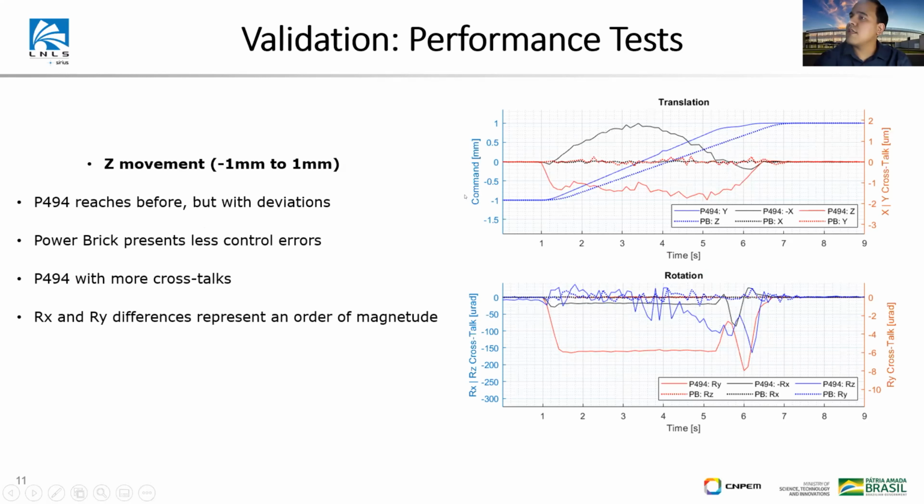In the Z movement, we can see that the BESTEC control system reached the destination before, but it presents some small position deviations at the transient state, while the Delta Tau represents a smooth movement until the end with less control errors. When watching the other degrees of freedom, we can see that the BESTEC controller shows more crosstalks in all of them. And some of them represent an order of magnitude difference, like the rotation in X and Y axis.